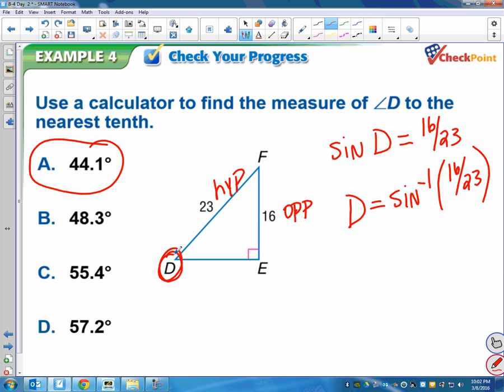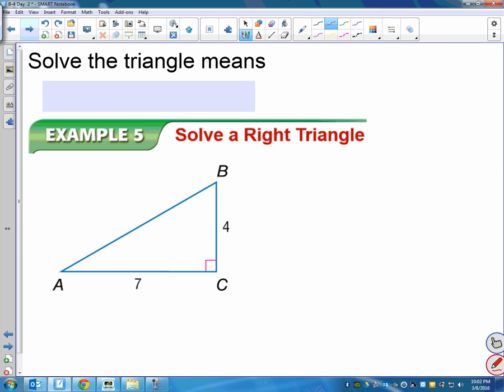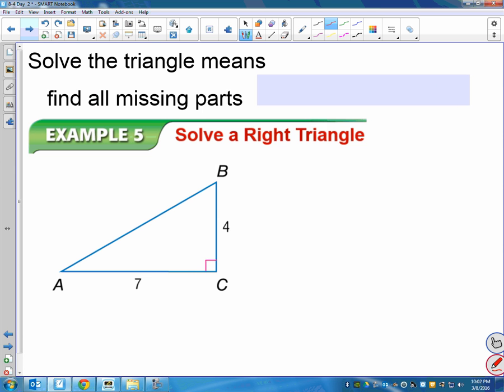So now we can solve for missing angles, which is kind of a cool thing. The last thing I have to show you today is something called solving a triangle. Solving a triangle means find everything that's missing. Every angle or every side that they don't give you, you have to find it. Which means unlike the last two examples where we just found one thing, you're going to have to find more than one thing on this.